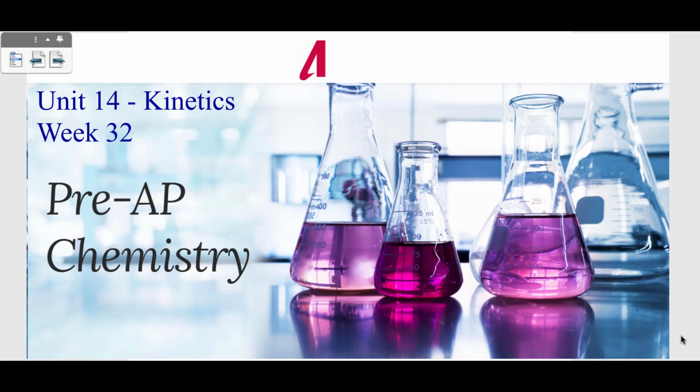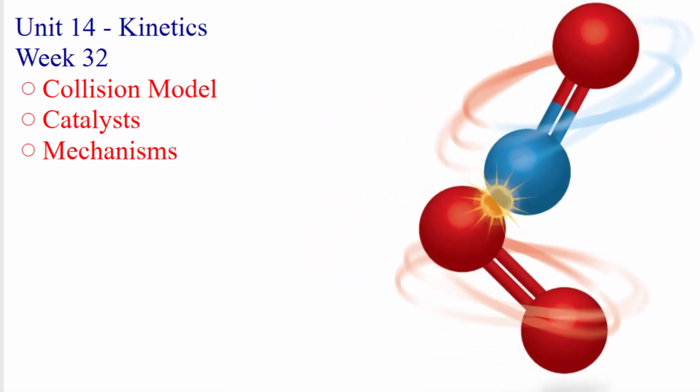This is Pre-AP Chemistry. We're finishing out Unit 14, Kinetics. This is week 32. What are we going to take a look at in week 32? Well, we took a look at so much in week 31. We took a look at how to find the rate law. We found half-lives, all these different things.